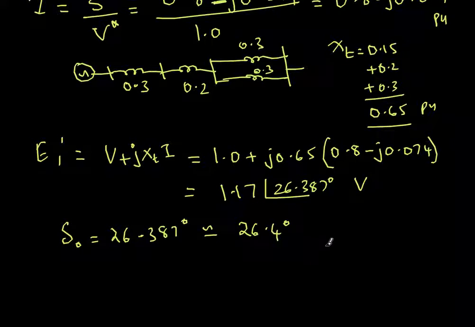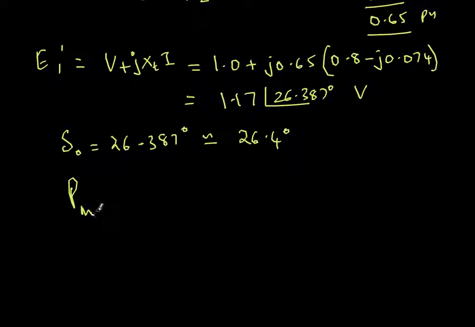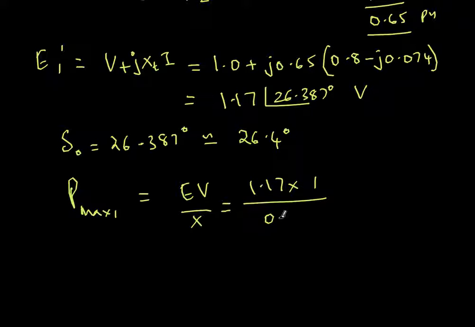So now first I want to determine what is the P_max1. P_max1 is the maximum power that can be transferred when both the lines are in service, the system is under normal operation. So that is EV by X. E is 1.17, I know, and V is 1, and X is 0.65. These are all magnitudes. So this turns out to be 1.8.